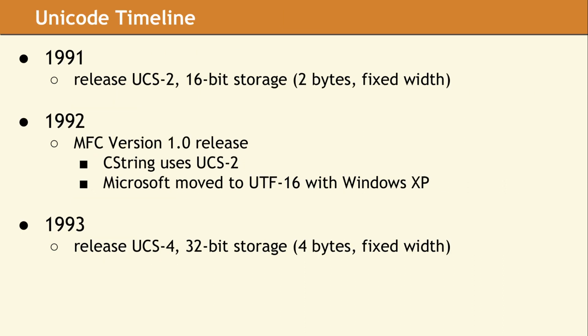For a historical perspective, we'd like to note that the first version of Unicode used an encoding called UCS2. It was a 16-bit storage format, 2 bytes per code point, and fixed width, because at that time, Unicode had not yet grown to a 32-bit code point. In 1993, they realized that 16 bits was not sufficient for the number of code points that would be required. So they expanded Unicode to 32-bit code points and developed the UCS4 encoding.